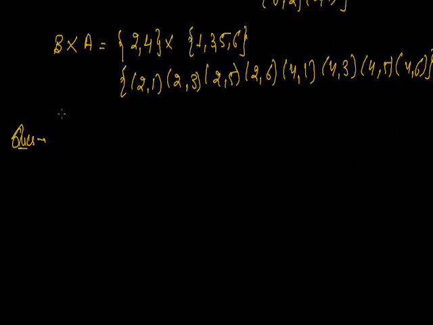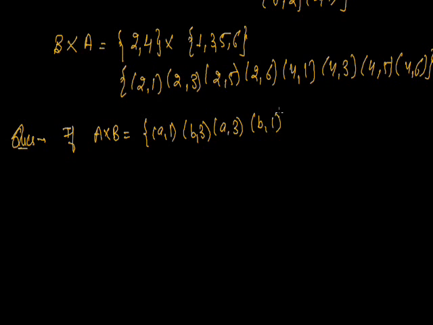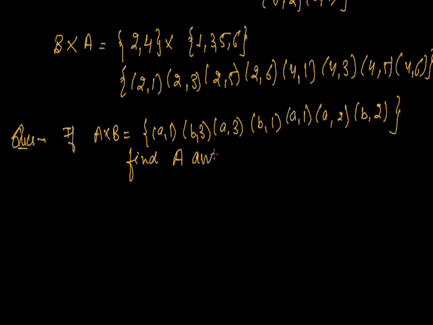It is given that in this example, A cross B contains the elements (a,1), (b,3), (a,3), (b,1), (a,1), (a,2) and (b,2). Here we have been given A cross B, and we have to find set A and set B, that is, the elements of set A and the elements of set B.